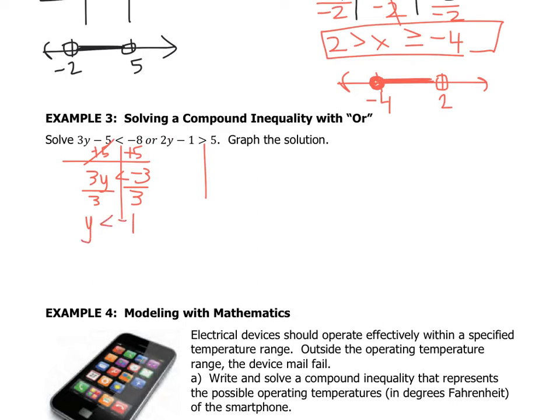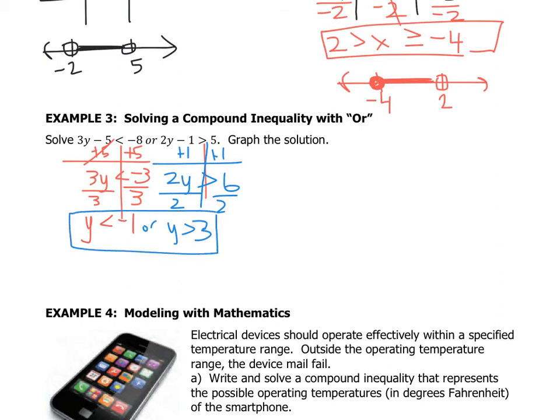Now I go over to this other inequality and I solve it. It's totally different. I'm going to add 1. I get 2y is greater than 6. Divide by 2. I get y is greater than 3. So y is less than negative 1, or it's greater than 3.